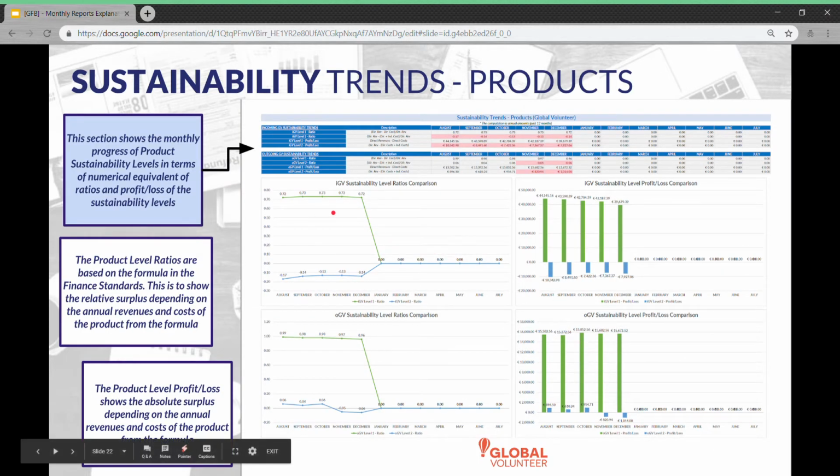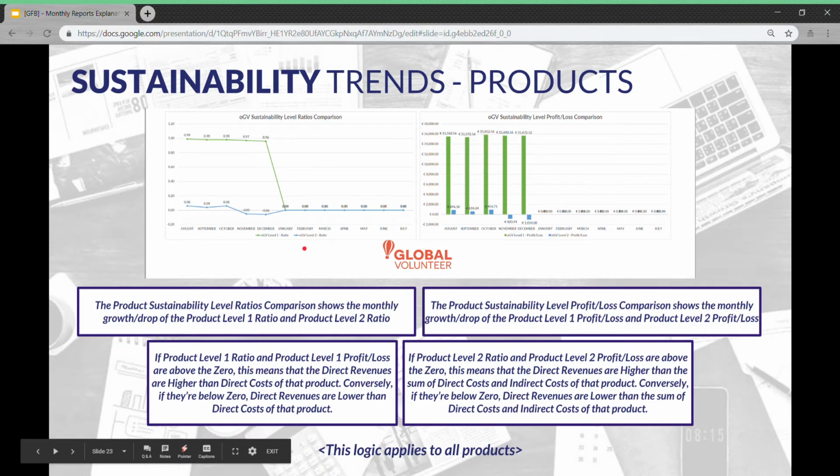Alright, now for the sustainability trends in terms of the products, this section shows the monthly progress of the product sustainability levels in terms of numerical equivalent of ratios and profit loss of sustainability levels. Product level ratios are based on the formula itself. This shows the relative surplus depending on the formula. Meanwhile, product level profit loss is based on absolute surplus. As you can see, there are quite similar ideas.